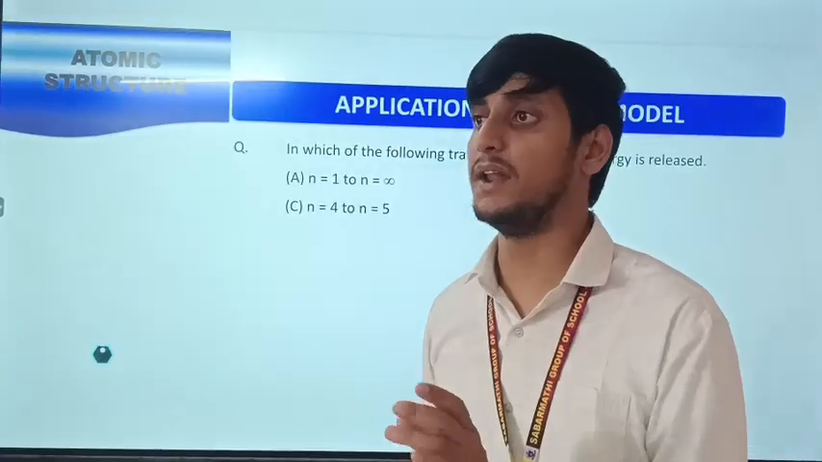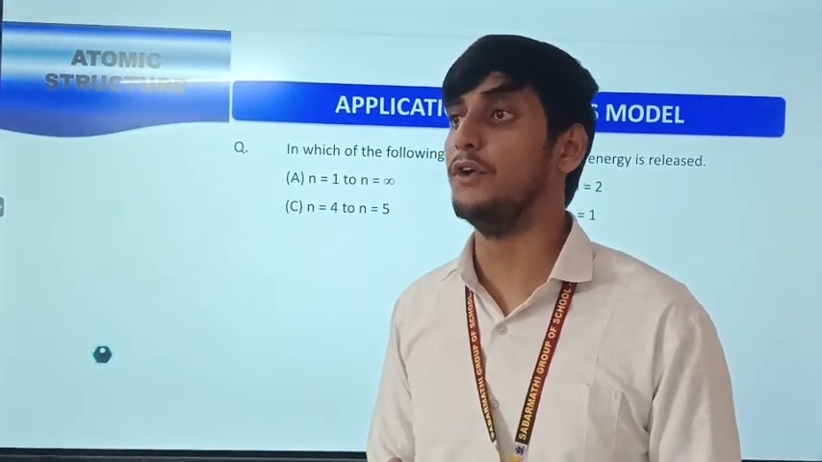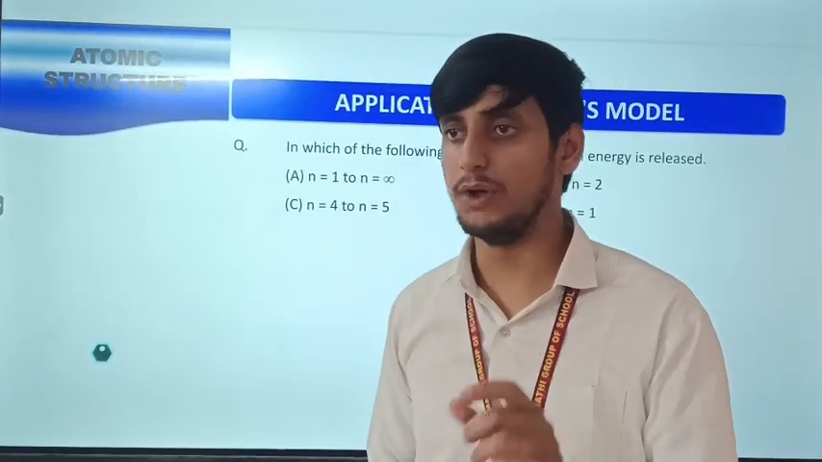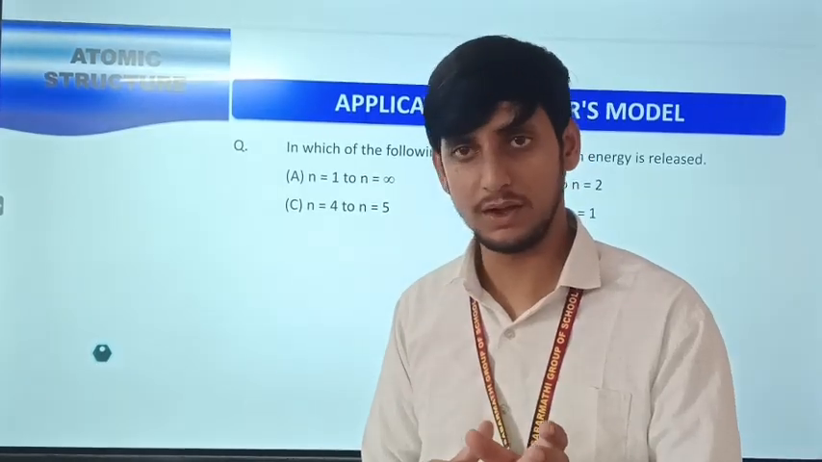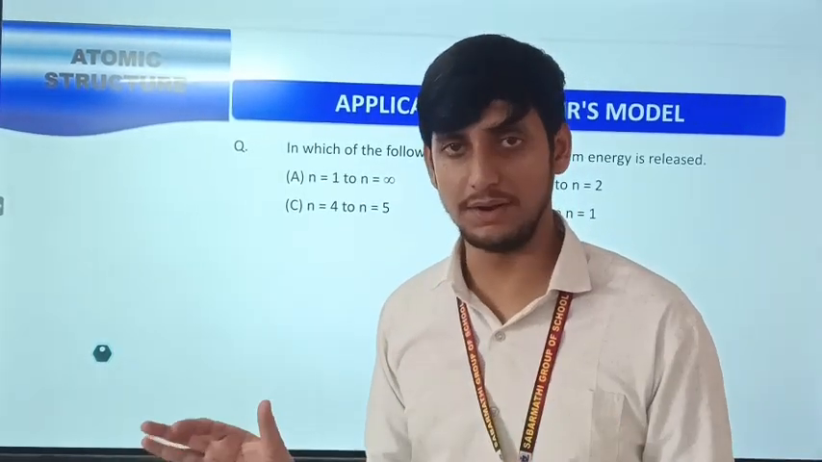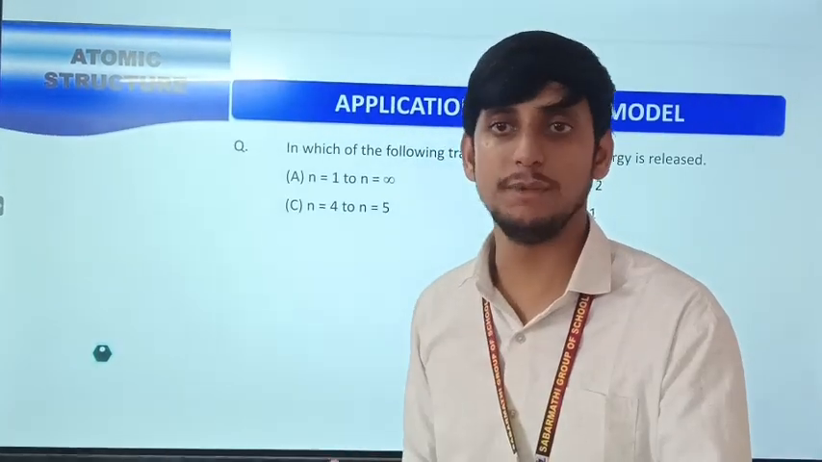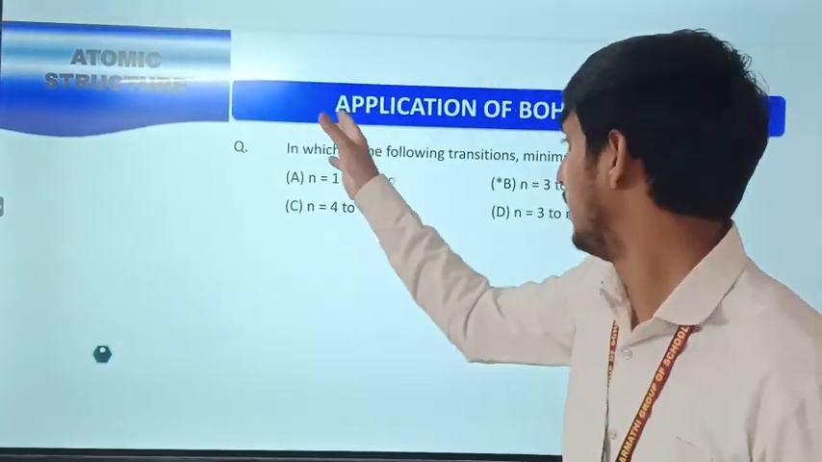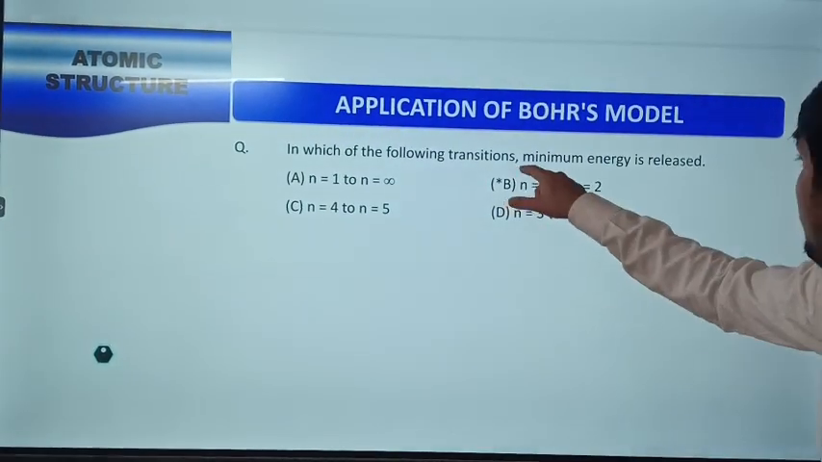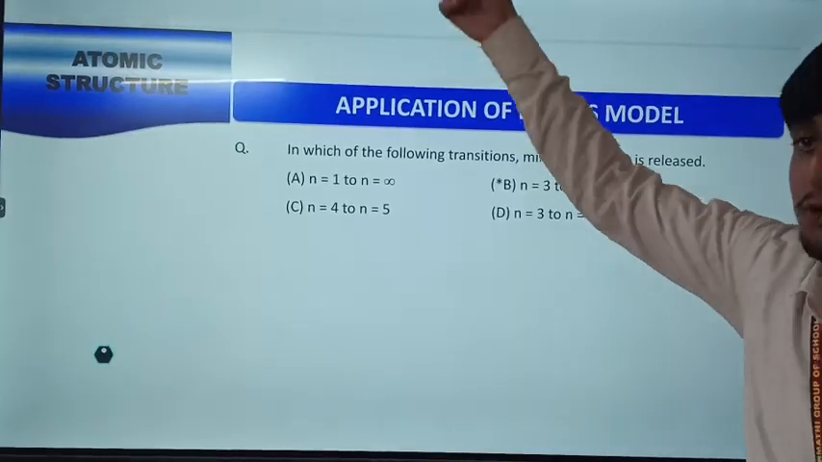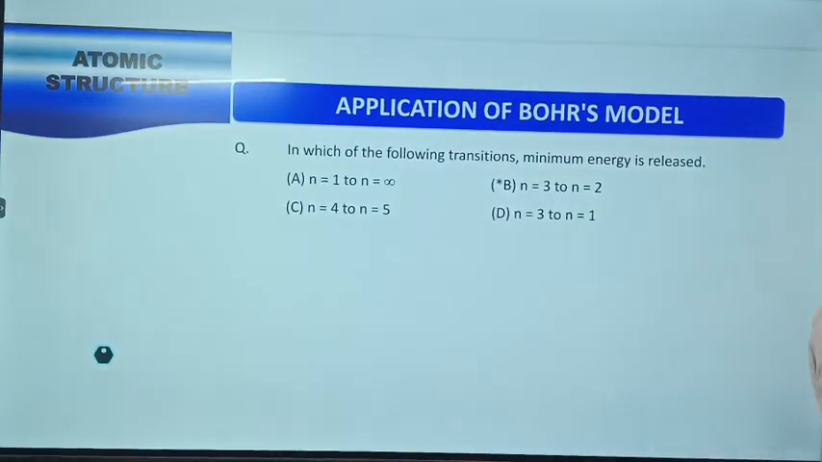Because if electrons are present near to the nucleus, removing those electrons requires more energy. Electrons near the nucleus are bound, which means the force of attraction is more. That's why the required energy is more, and if the required energy is more, the released energy is more. Minimum energy released means n2 to n1, from a higher state to a lower state.